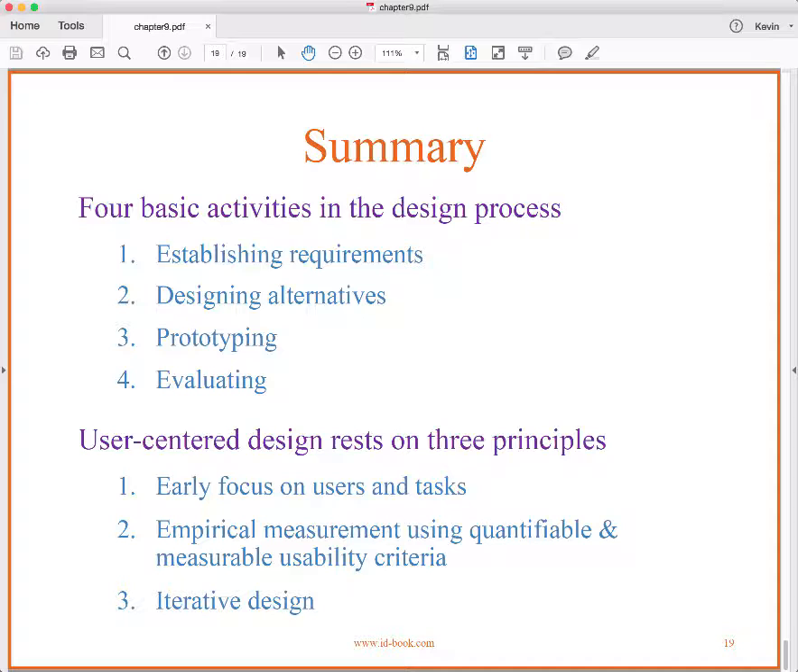So let's summarize a bit. The four basic activities in this interaction design process: establishing the requirements, designing alternatives, prototyping, evaluating. We're not claiming that they're going to be done in a waterfall-oriented deterministic way. We talked a lot about that. And user-centered design, which is what we are learning to do, that's the approach that we prefer, has an early focus on users and tasks. We want to do empirical measurement using quantifiable and measurable usability criteria and iterative design. So that's the big picture that's going to hold all of our activities together.